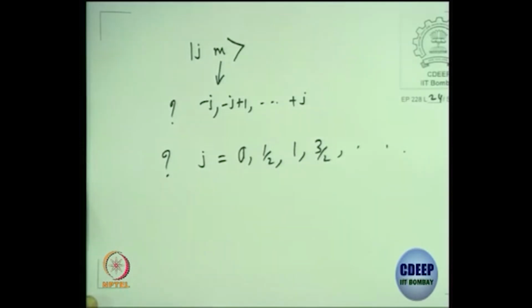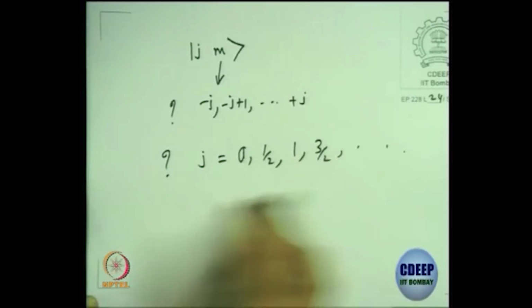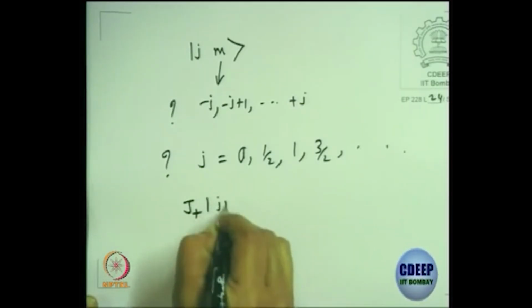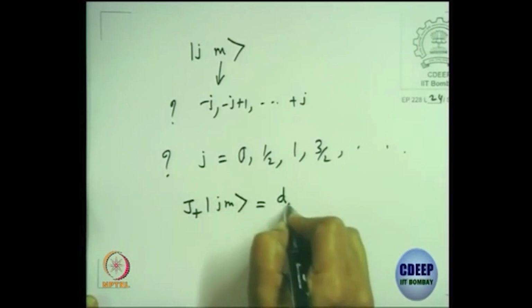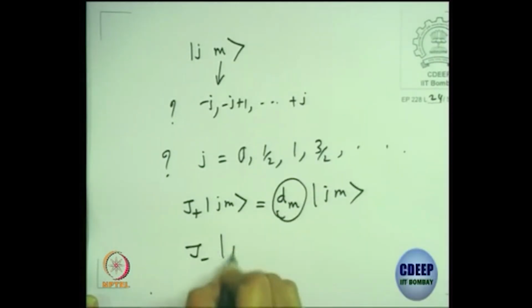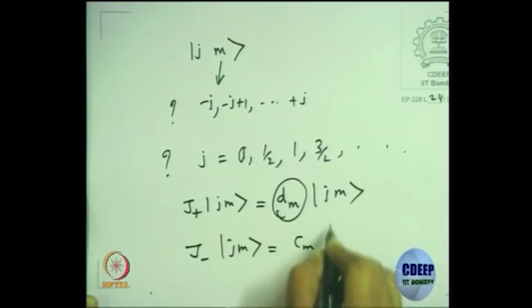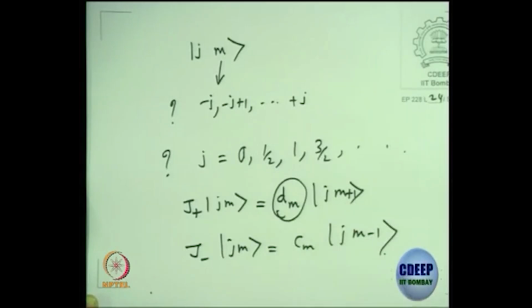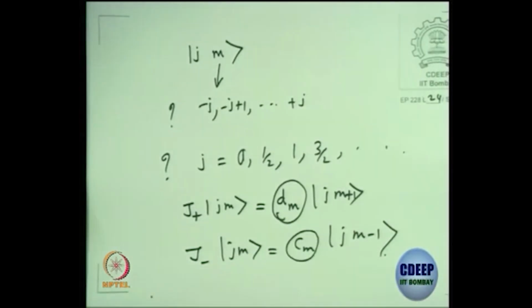In the orbital angular momentum in hydrogen atom, it was only integers. Now we have to naturally see whether we can get half odd integers. This is also to be figured out. What else? I need to also figure out J_m acting on J_m as some d_m on J_m. What is this d_m? J minus on J_m is some C_m on J, sorry, this is m plus 1, m minus 1. I need to figure this out also. Some of these things have not been fixed as of now, so we need to fix this.